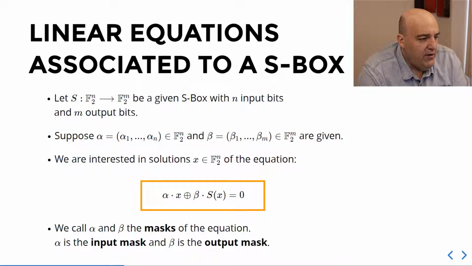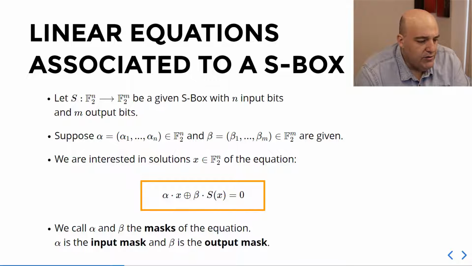Now let's say we're given an S-box, S from F2^n to F2^m, and we're going to talk about the linear equations associated to an S-box. The way we construct these equations is like this. We take two fixed vectors, alpha and beta. Alpha is in F2^n and beta is in F2^m. And we're interested in solutions x, which come from F2^n, of the following equation: alpha dot x plus beta dot S of x equal to 0. There's that expression we just looked at. We call alpha and beta the masks of this equation. Alpha is the input mask and beta is the output mask.